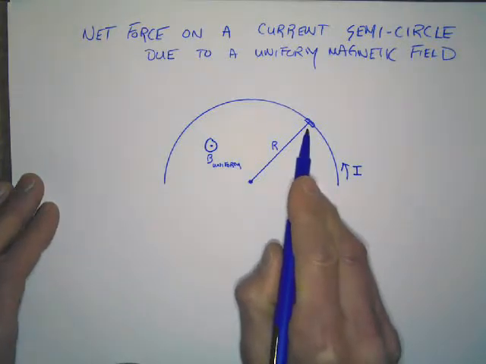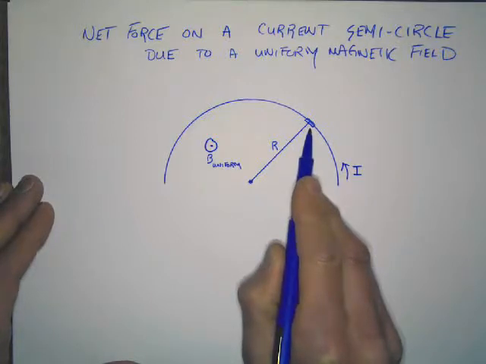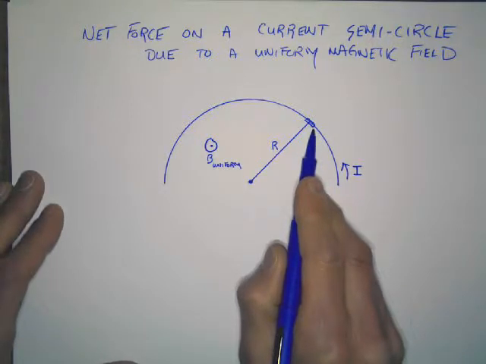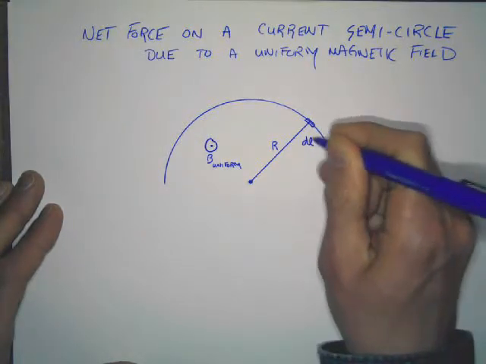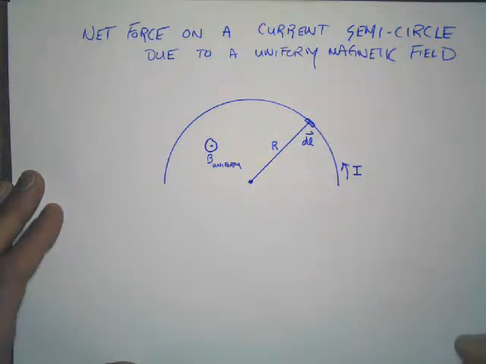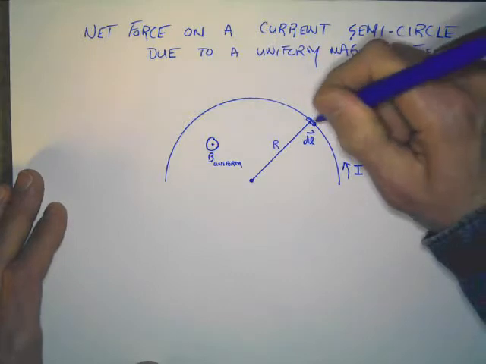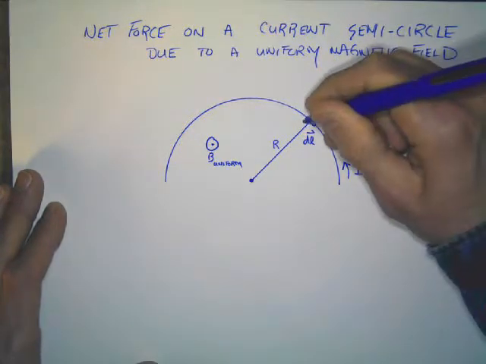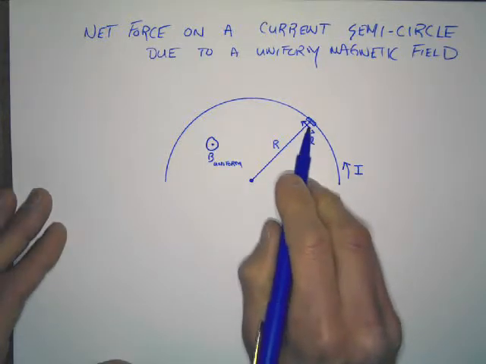and if you make that section calculus-small, you can assume that it's going to be a little straight line segment. Okay, so this is going to be the dl that we use when we find the force on the wire. So I'm going to label that. That's my dl, and we know now that dl has a direction associated with it. The direction of that segment is kind of hard to draw here, but it would be in the same direction as the current itself.